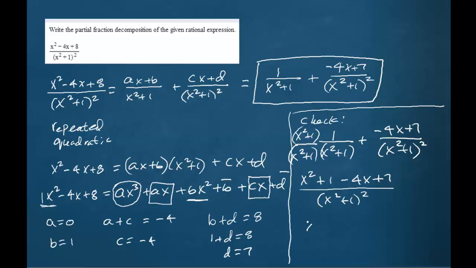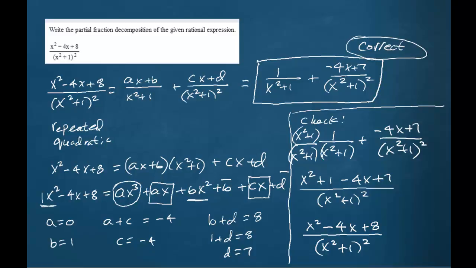And now we can combine some like terms here. The 1 and the 7, we have (x squared minus 4x plus 8) over (x squared plus 1) squared, which is what we started with. That's what we wanted this thing to be. So our answer does check. So here's our answer: 1 over x squared plus 1 plus negative 4x plus 7 over (x squared plus 1) squared.